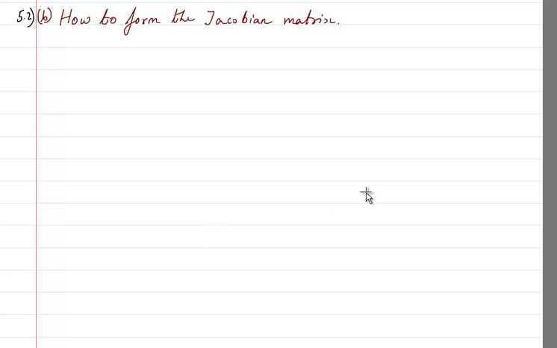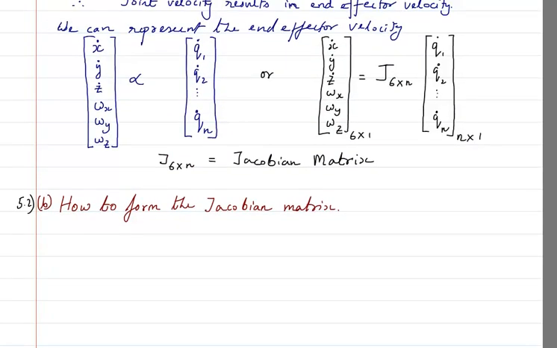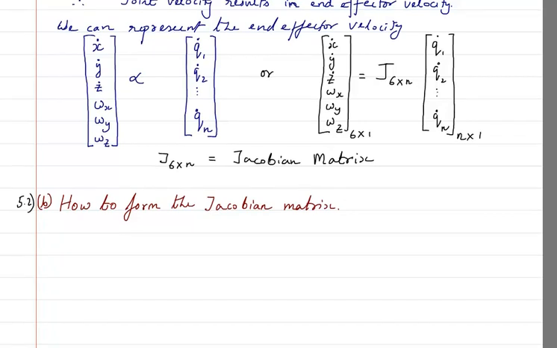Hello students. We have already seen that a Jacobian matrix is a matrix that connects the velocity of the end effector with the joint variable velocity or the joint velocity. Since the velocity of the end effector can be linear or angular or even both, in that case we will have six values, and there may be n number of joints, so the Jacobian matrix will have a size of 6 by n.